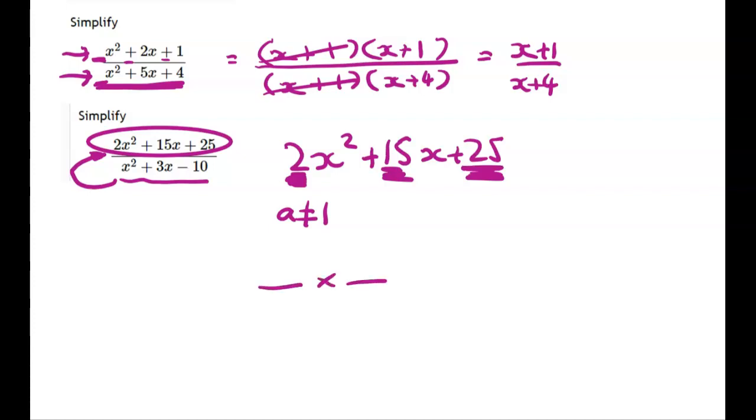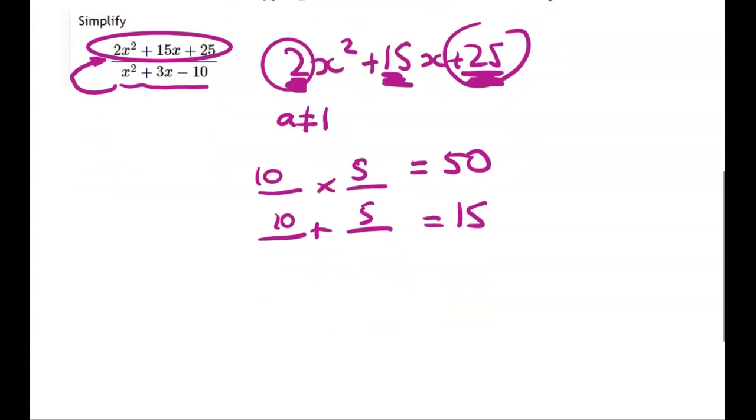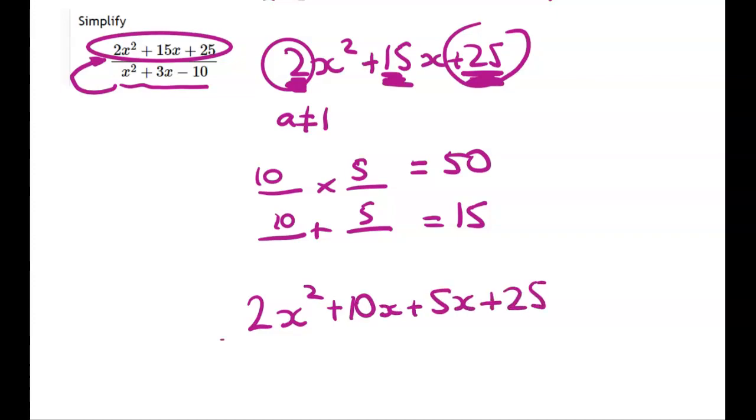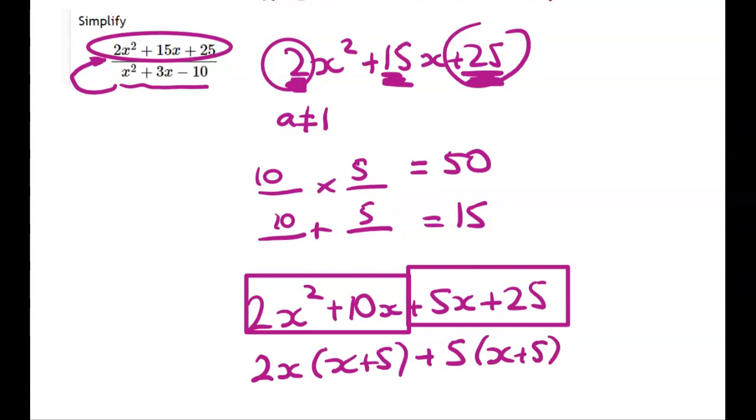We want 2 numbers that times together to give me 50 and 2 numbers that add together to give me 15. Those numbers are going to be 10 and 5. And that means I can split the 15x up into the 10x and the 5x. Right, and if you can't remember this, go watch the video on grouping. Here we are, we've got 2x times x plus 5, plus factorising here, plus 5 times x plus 5, which gives me x plus 5 times 2x plus 5.